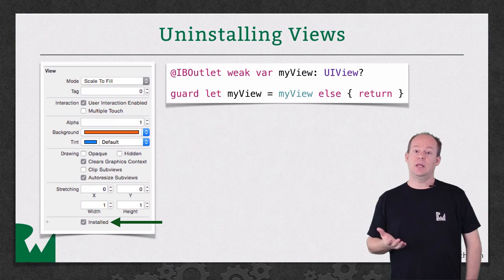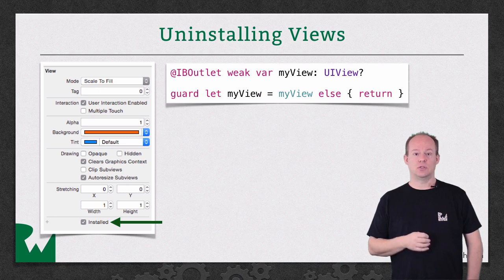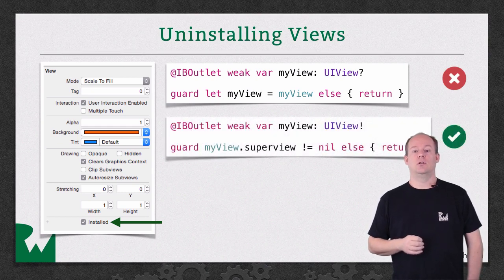Another thing to keep in mind is that if you have an outlet connected to a view, that outlet defaults to an implicitly unwrapped optional. You might think that if your view can be uninstalled, you would need to change it to a regular optional and check for nil, but the system keeps a reference to the view even when it's uninstalled. If you need to check if a view is installed, check if the superview is nil.